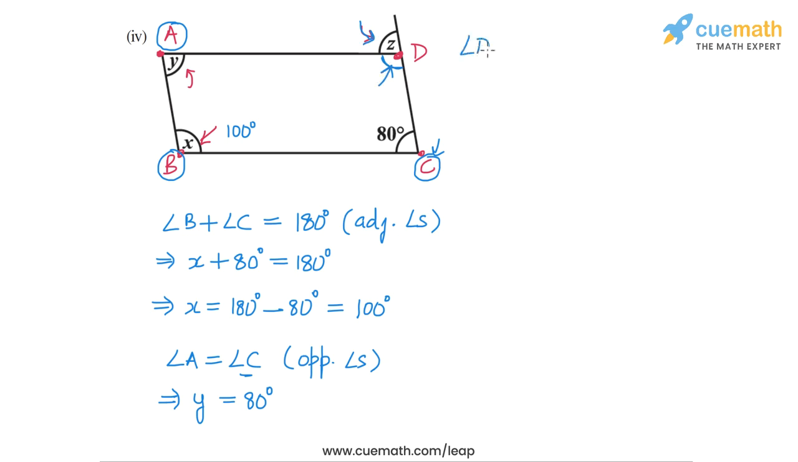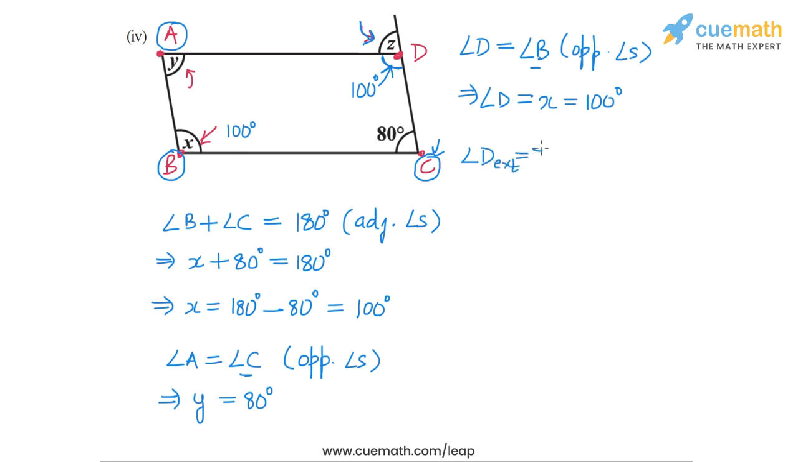So we have the interior angle at D will be equal to the angle at B because these are opposite angles in the parallelogram, and this means that angle D is equal to X, the angle at B, which is equal to 100 degrees. So the interior angle at D measures 100 degrees, and this means that the exterior angle at D, which is Z, will be 180 minus 100, and this will be equal to 80 degrees. So this is one way to find the exterior angle at D or Z.